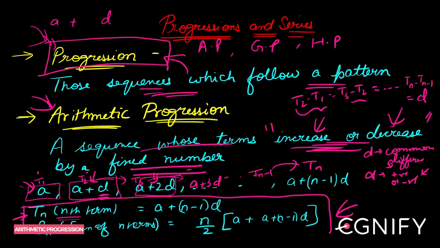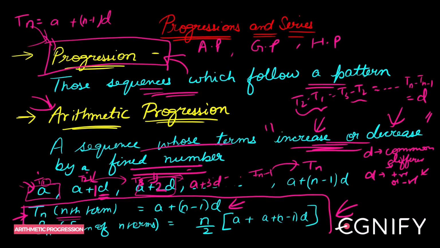And if you have first term t1, then it is 0 into d because it's only a. If you have second term t2, then you have 1 into d. If you have t3, then you have 2 into d. Likewise, if you have tn, your nth term, it will be n minus 1 into d. That's why the formula is a plus n minus 1 into d.